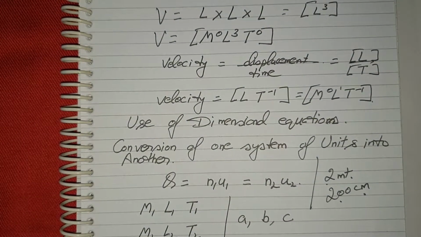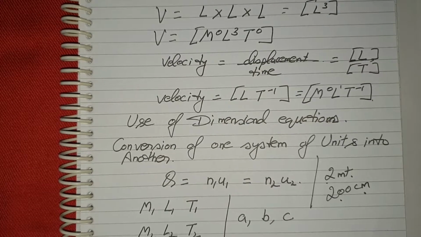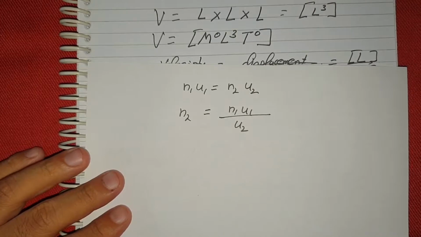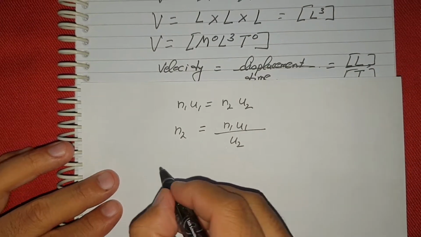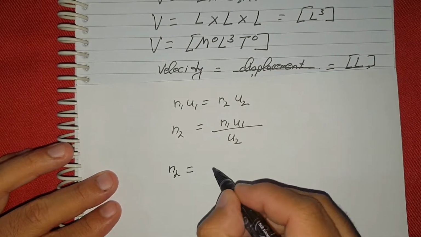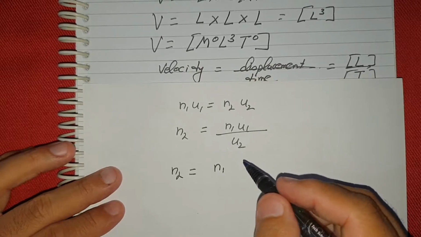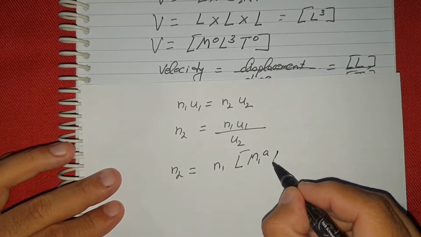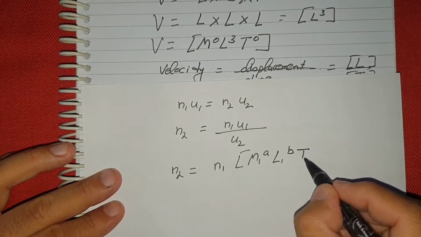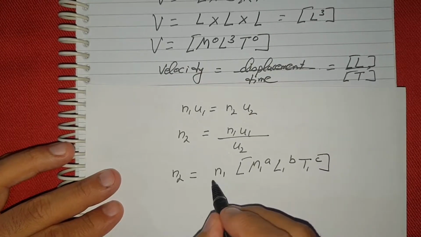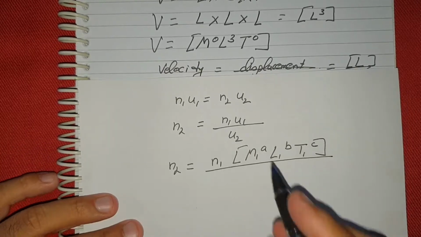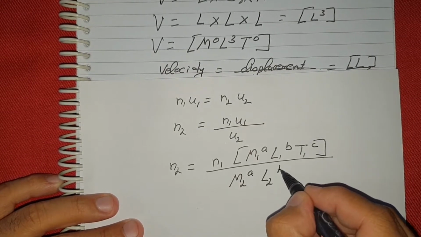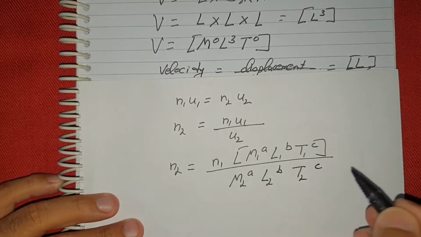Now, what is u1? It is this. u2 is this, M2 L2 T2. Now, substituting the values in the given equation, n2 will be n1, you can write this as M1^a L1^b T1^c upon M2^a L2^b T2^c.